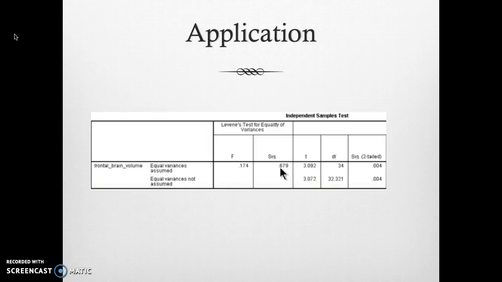As we continue to move from left to right on this table, you'll notice that the calculated t-value that is provided to us, along with the degrees of freedom and significance value for our 2-tailed test, are all there. Since this significance value is less than our pre-established value of 0.05, we can reject the null hypothesis and accept the alternative hypothesis and state the difference between the frontal brain volumes between smokers and non-smokers is statistically significant. We see that our p-value here is 0.004, so this means that the probability that our results are incorrect or took place by chance would only be in 4 out of every 1,000 smokers.